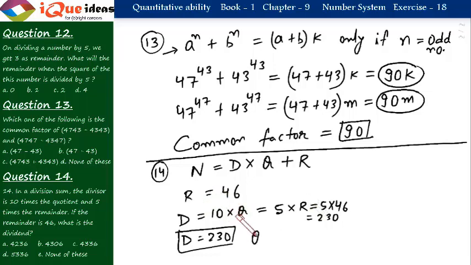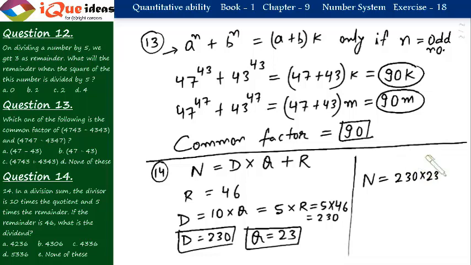And 10 times quotient is also 230, hence quotient is equal to 23. So now we have all the values necessary, that is divisor 230, quotient is 23 and remainder 46. Now the question is, what is the dividend? Dividend is n, right? So that n is equal to D into Q plus R. So 230 into 23 plus R is 46.